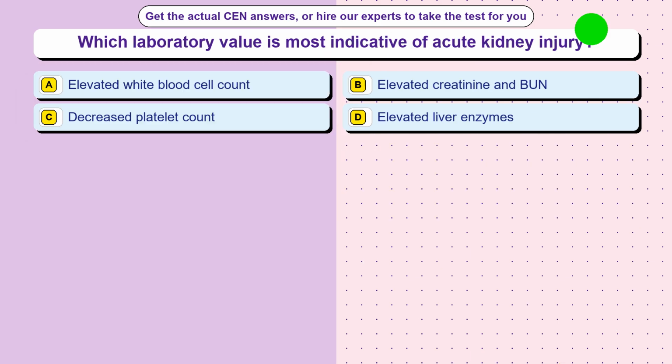Question 22. Which laboratory value is most indicative of acute kidney injury? Option A, elevated white blood cell count. Option B, elevated creatinine and BUN. Option C, decreased platelet count. Option D, elevated liver enzymes.